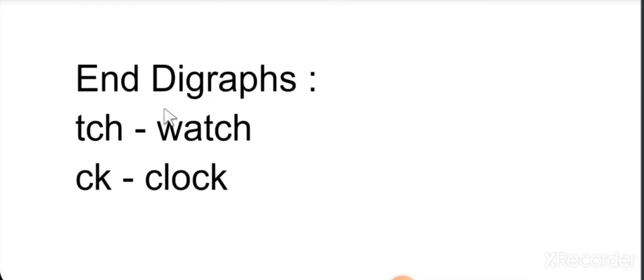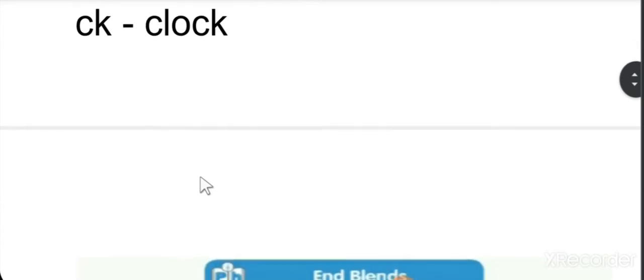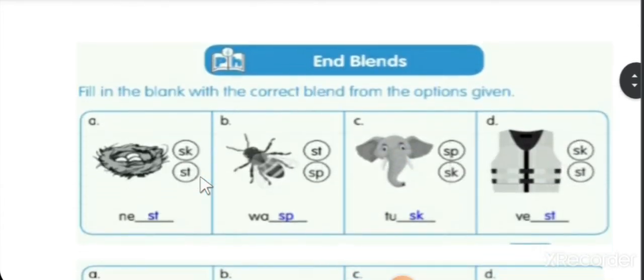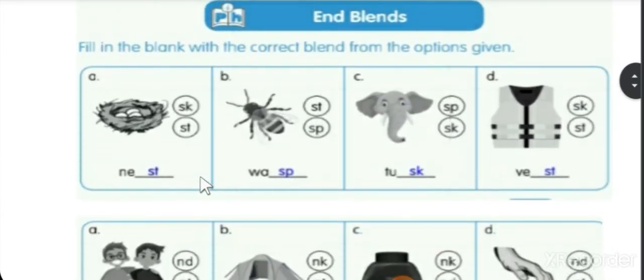As we have read about end blends, similarly end digraphs are digraphs used at the end of the word, such as TCH digraph as in watch, CK as in clock. So let's move towards the exercise related to these blends.